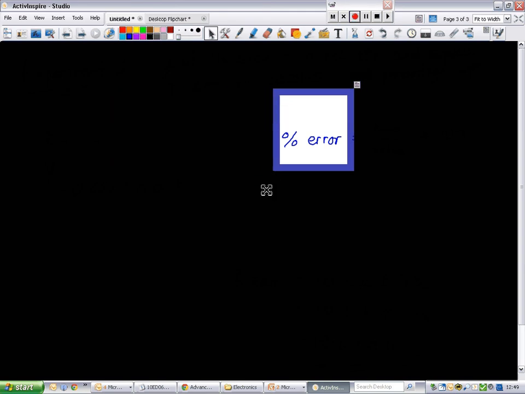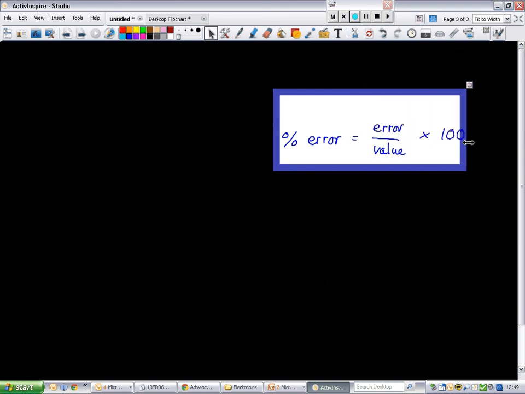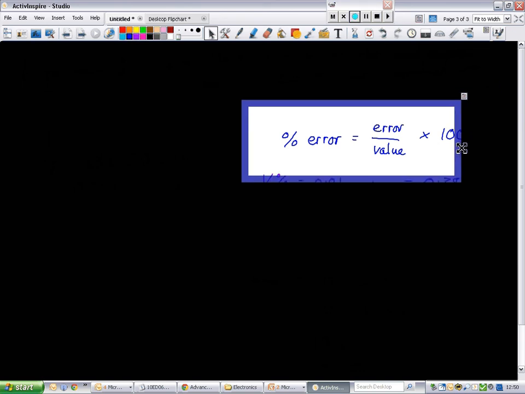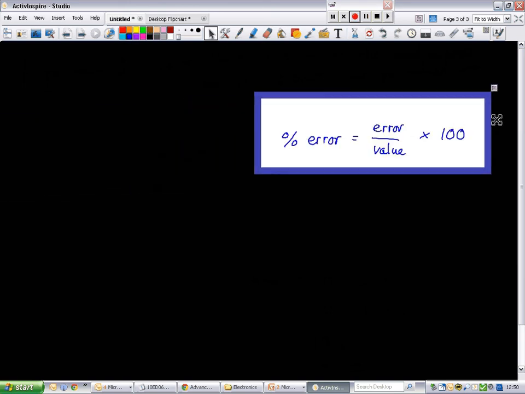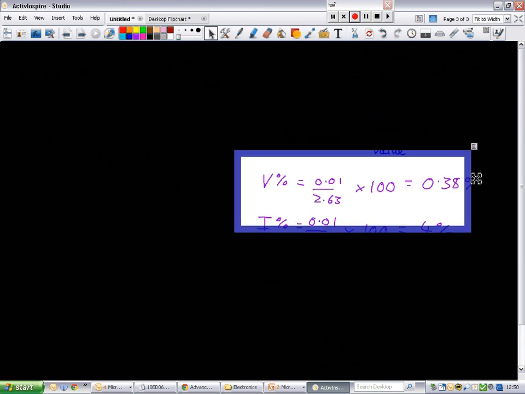So to calculate a percentage, just as you would normally, you're looking at the value of the error divided by the value itself multiplied by 100 to give you what the percentage error is. So each of these errors over here is a certain percentage, so 0.01 is a certain percentage of 2.63, just as 0.01 is a certain percentage of 0.25. That's what we're looking to do first of all, is to calculate those out using this little equation here.